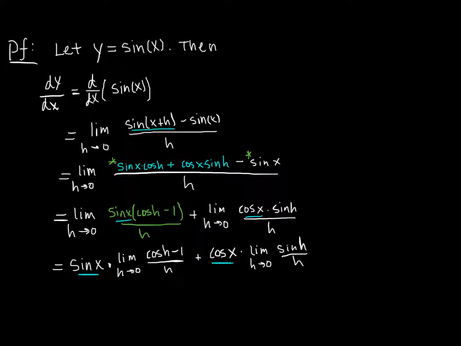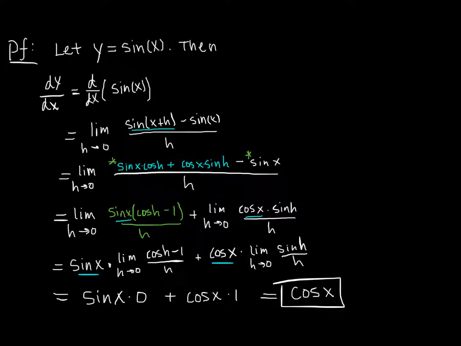So I can rewrite this statement now in a much easier form. Sine of x times 0 plus cosine of x times 1. And of course, anything times 0 is 0, and so this is equivalent to the cosine of x. So what I've proven now is that the derivative of y with respect to x for the function sine of x, in other words, the derivative of sine of x, is the cosine of x.